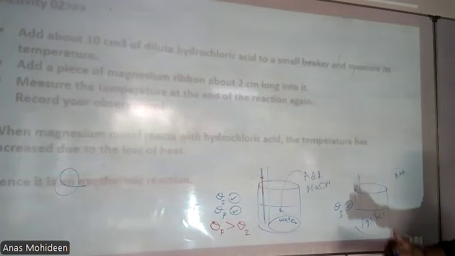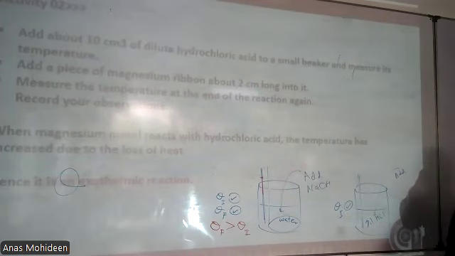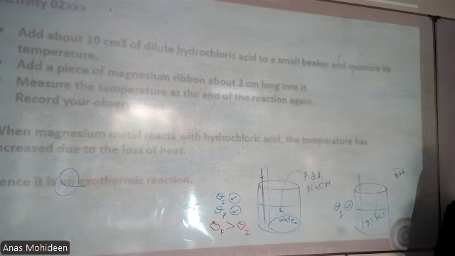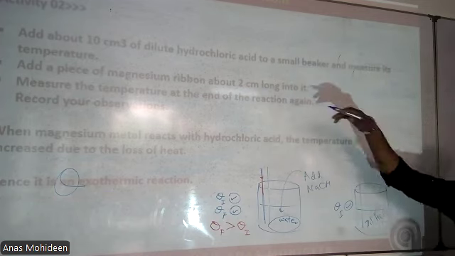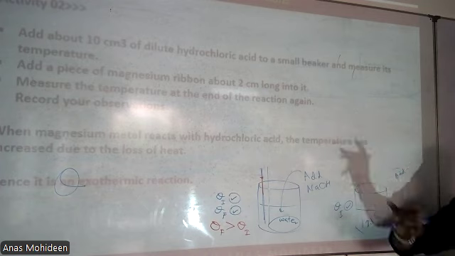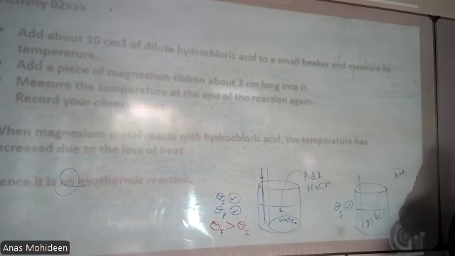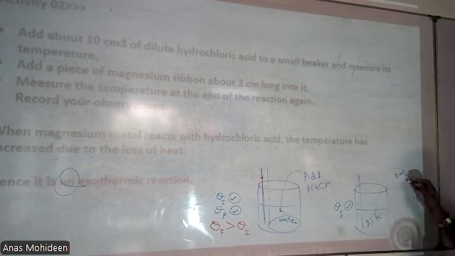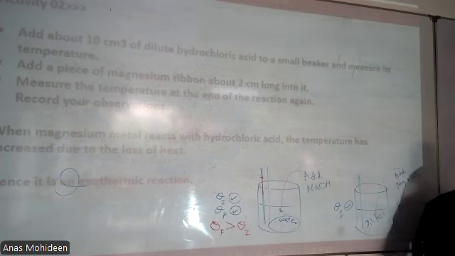magnesium ribbon. 2 centimeters, 3 centimeters, whatever. We need only the concept, because the values may be different. You don't want to memorize the same thing. When activities come, don't try to memorize the values. The statements you have to put. A small ribbon of magnesium, a small stripe of magnesium you have.